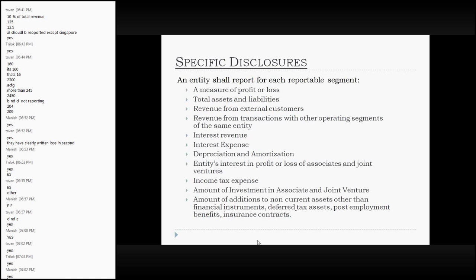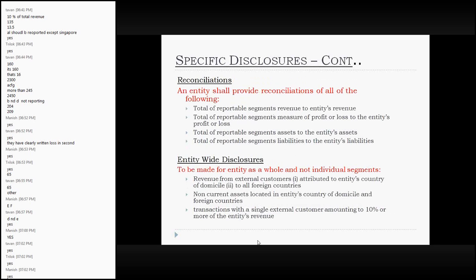Revenue from transactions with other operating segments, interest revenue, interest expense, depreciation, amortization, income tax expense, entity's interest in profit and loss of associates and joint ventures, amount of investment in associates and joint ventures, amount of additions to non-current assets other than financial instruments, deferred tax assets, post-employment benefits, insurance contracts. We need to disclose all these as part of the reportable segment.